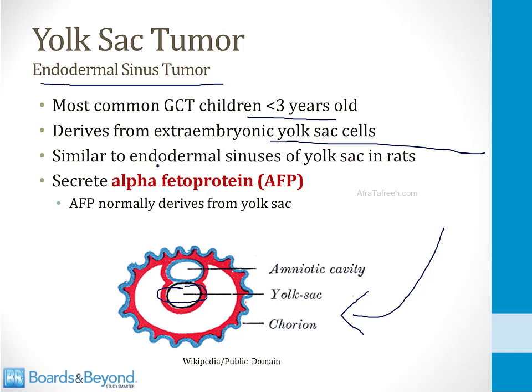These are very similar to endodermal sinuses of the yolk sac in rats. That's why they're sometimes called an endodermal sinus tumor. The main thing you want to know about yolk sac tumors is that they secrete alpha-fetoprotein. AFP normally derives from the yolk sac, and so these tumors make lots of AFP.